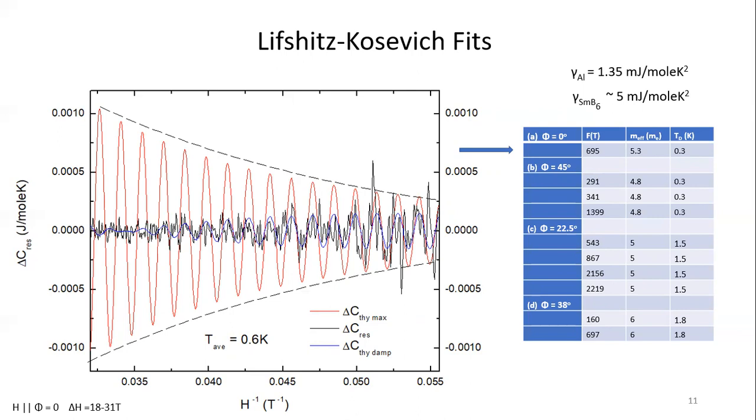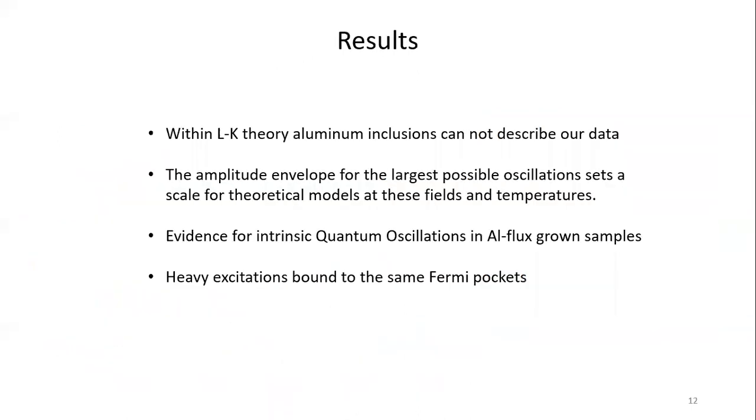And so what we have shown is that within Lifshitz-Kosevich theory, aluminum inclusions cannot describe our data. For these high quality aluminum flux grown samples, it seems that there must be something else that is more intrinsic to the samples that is going on.